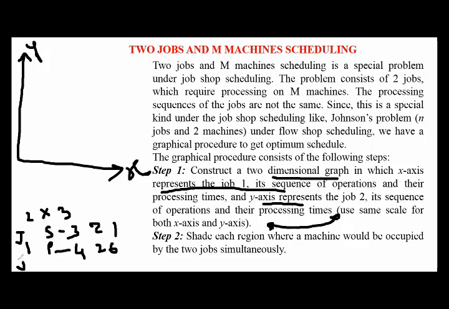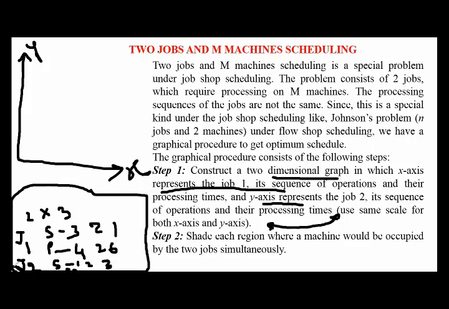Similarly, they will give the sequence of job 2 also. The sequence of job 2 is 1 2 3. If we assume like this, the process times will also be given for job 2. Here the main difference between Johnson's principle and the graphical method is that in Johnson's principle we have to calculate the sequence, but in the graphical method the sequence is already defined in the problem itself. So based on that sequence, we are going to plot the graph.